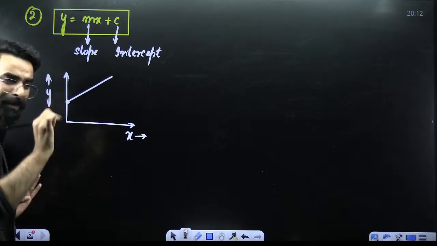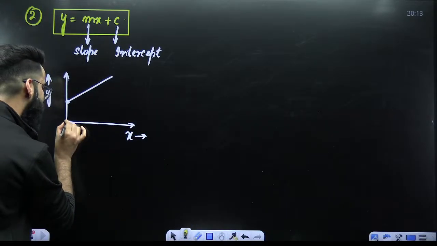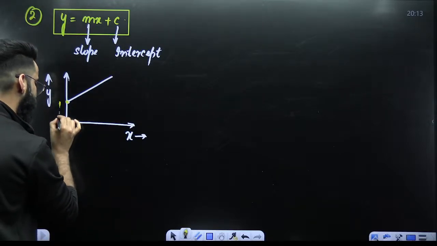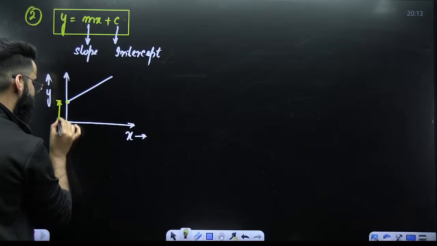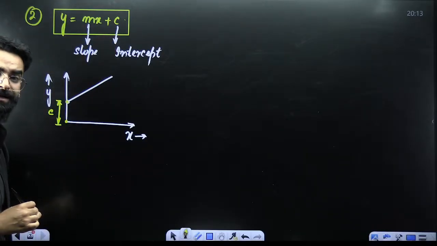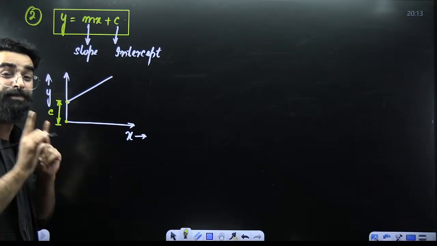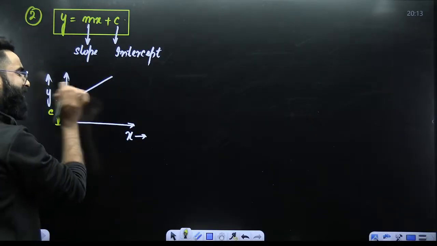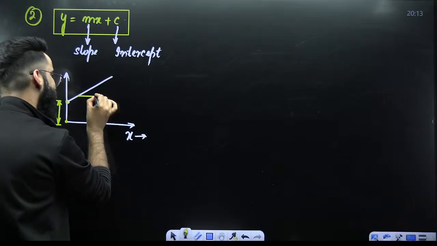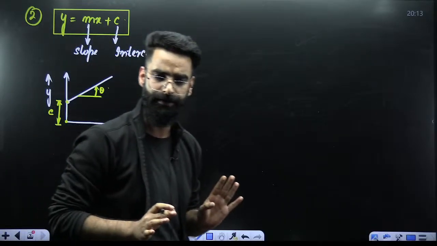Correct? My dear students, the distance from the origin till the point from where the graph starts, I'm talking about this distance, this is denoted by c over here, right? And if I talk about m, what is m? M is slope. What is slope? Tan of theta. What is theta? Theta is the angle which this straight line makes with the positive x-axis in the anti-clockwise direction. So this is theta over here.